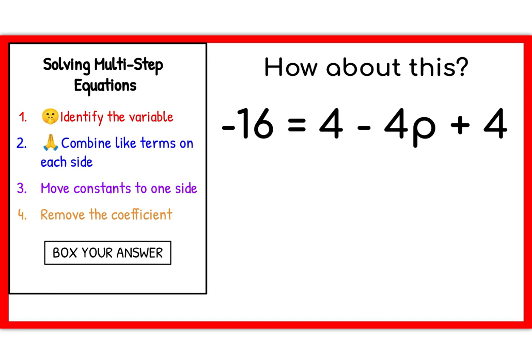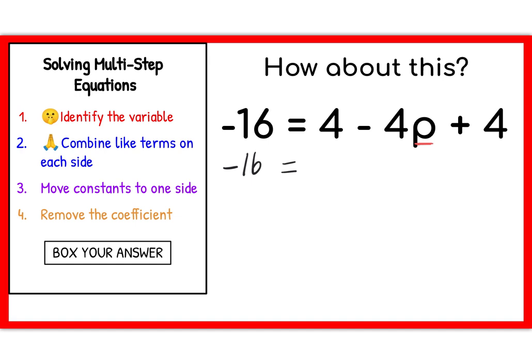So there are certain steps that we always have to follow when trying to solve an equation. This is a good suggested outline. Step 1, identify my variable. So in this case, my variable is p. Step 2, combine like terms on each side. So if I look to the left side, I'm going to see if there's any like terms. In this case, I do not have anything. So I'm going to just bring down the negative 16.